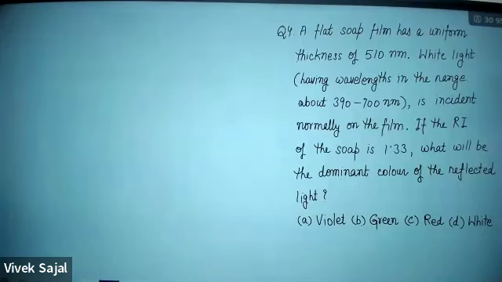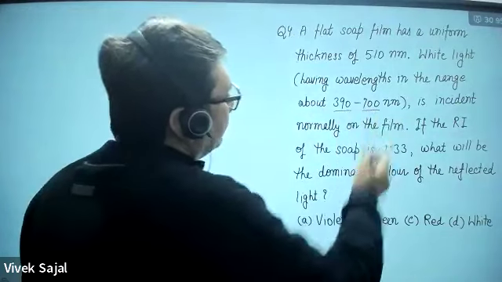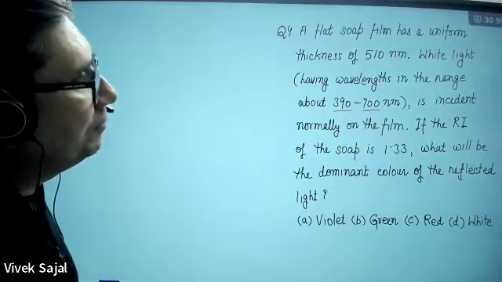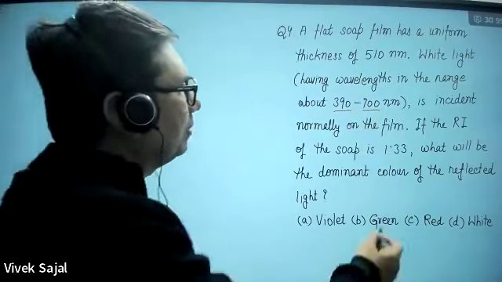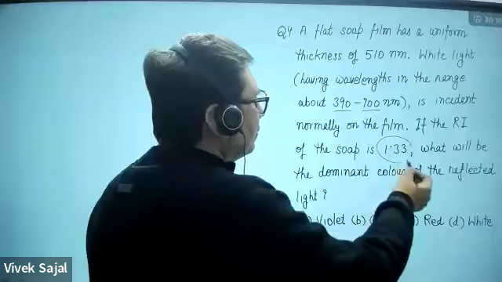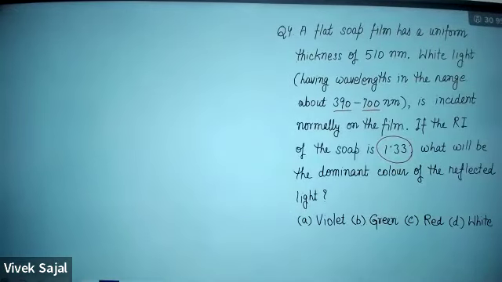A flat soap film has a uniform thickness of 510 nanometer. White light having wavelength in the range of about 390 to 700 nanometer is incident normally on the film. If the refractive index of the soap is 1.33, what will be the dominant color of the reflected light? You have to find out.